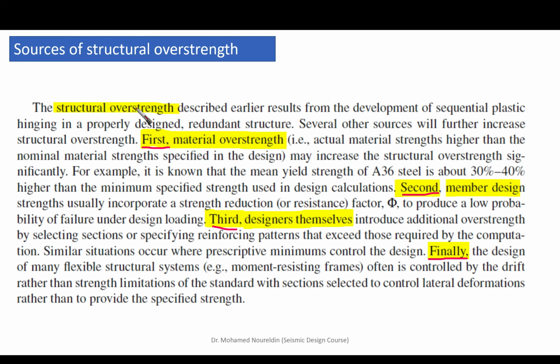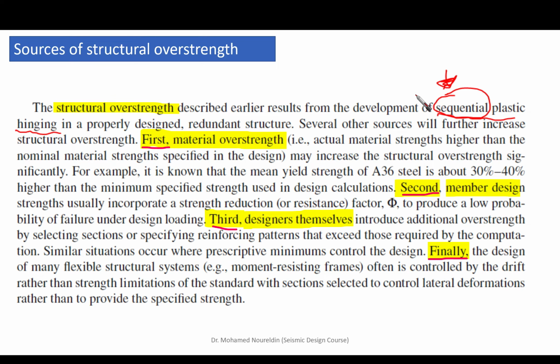The structure overstrength described earlier results from the development of sequential plastic hinging. So yes, that's right, because plastic hinges are going to be provided, as we have seen in the previous figure, in a properly designed redundant structure. So the successive sequential plastic hinging is very important. Take care of this word, which is sequential. It's not simultaneous. We want the plastic hinging to be sequential.